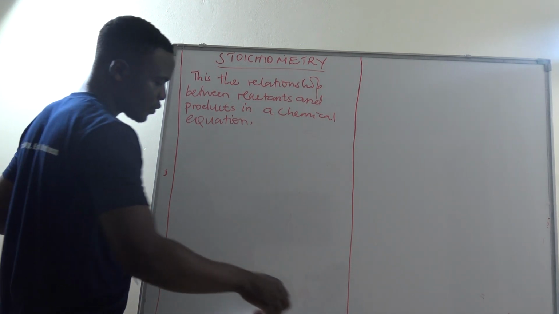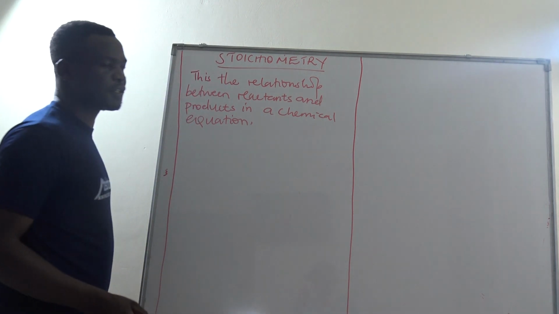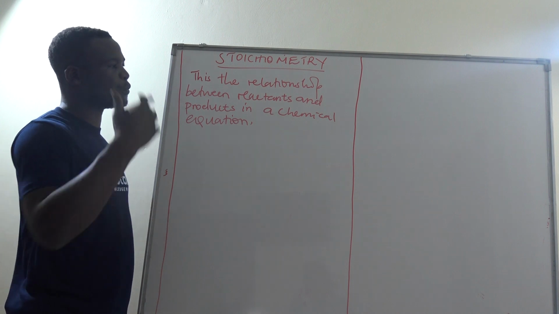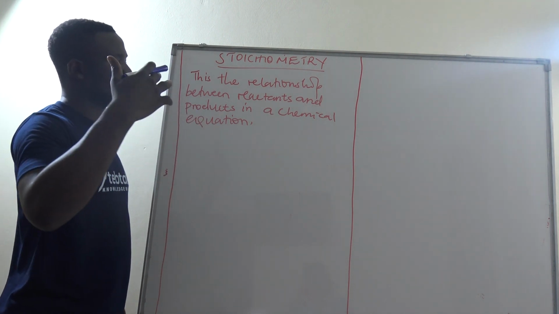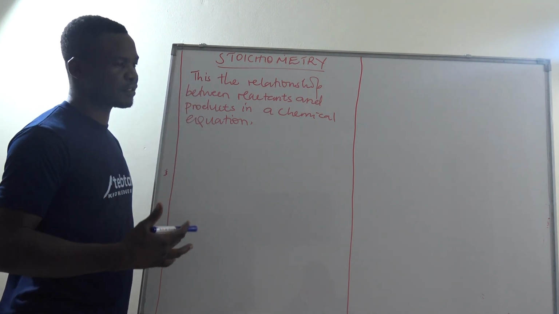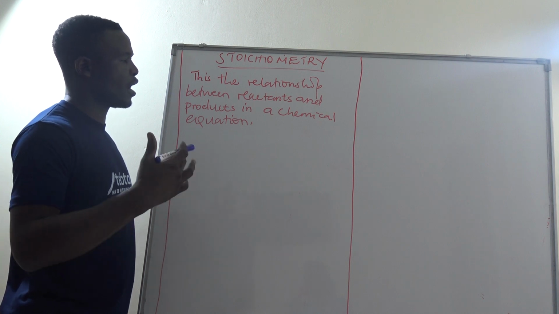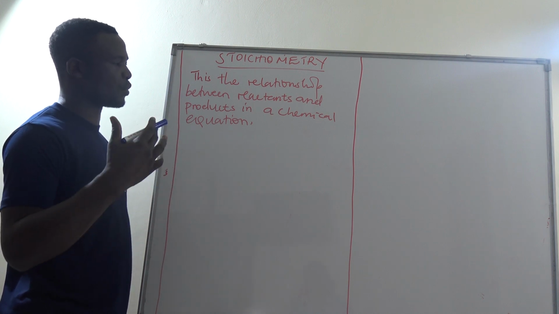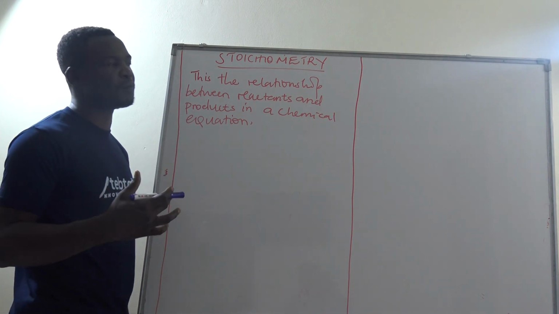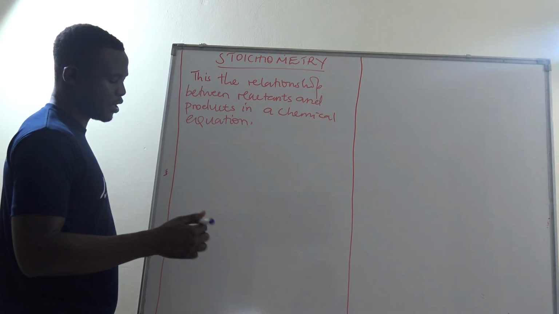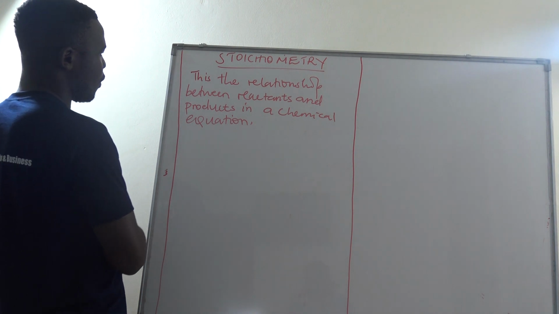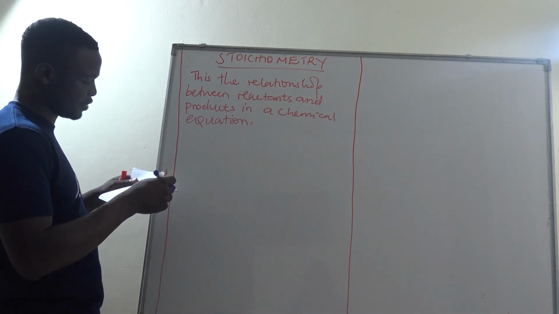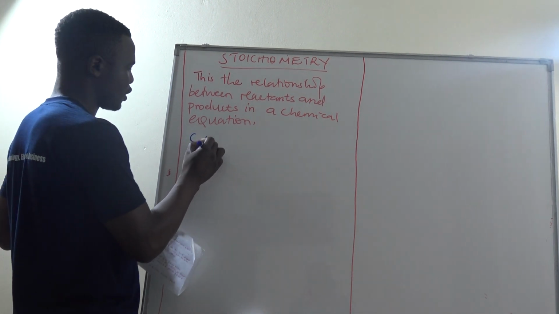Now, what is the essence of stoichiometry? We're going to use the relationship between reactants and products to calculate the amount of substance that can be produced when given amounts react with one another. One application of stoichiometry is calculating masses of reactants and products.